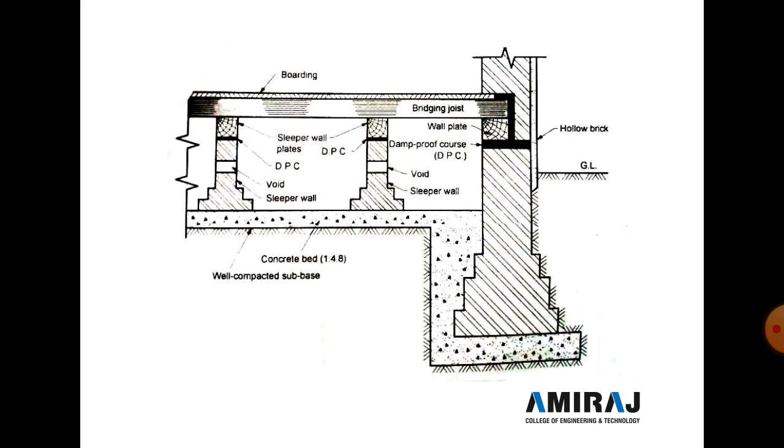the cement concrete bed above the well compacted sub base, laid over it in the ratio of 1:4:8, and above the concrete bed a sleeper wall is provided, and the DPC is provided, and a wooden sleeper is provided, and a bridging joist is provided. Above the bridging joist, boarding is provided.